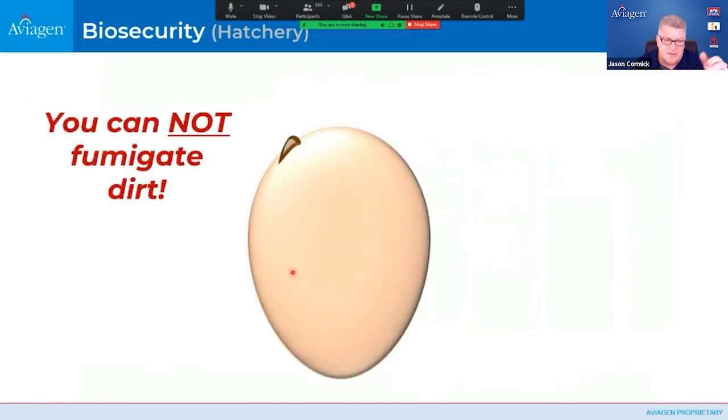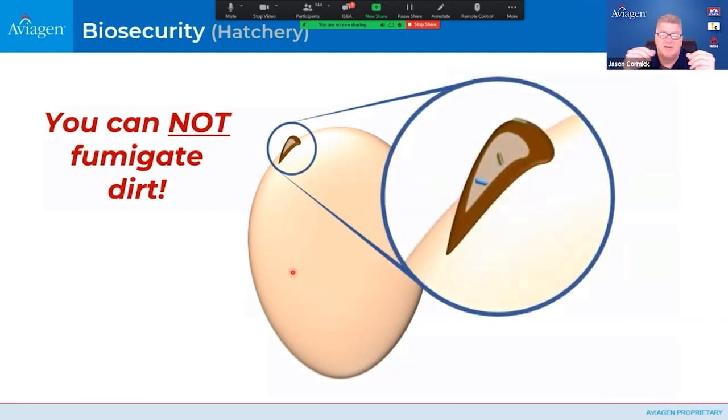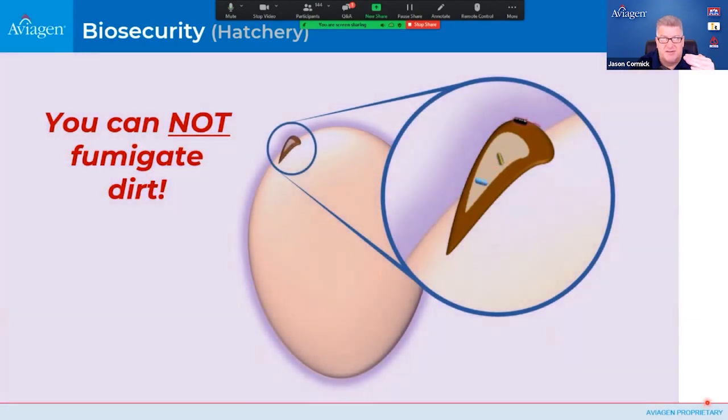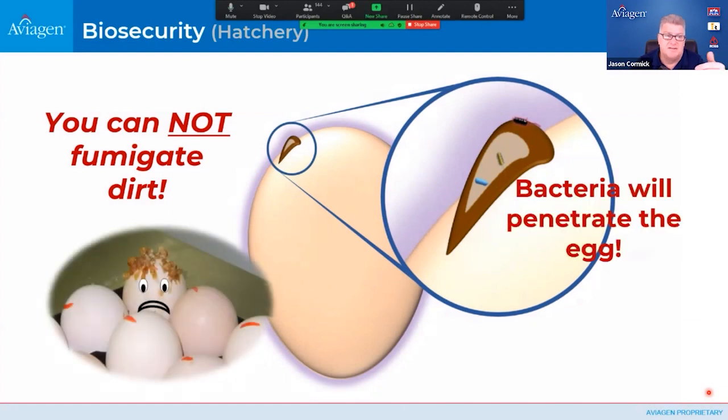Another thing is you can't fumigate dirt. If you've got material matter on that, it's going to have bacteria in it and on the surface of it. When you fumigate, you will kill the bacteria on the surface of that dirt, but you're not going to kill what's inside. If it's there, it's going to penetrate that egg and result in those bangers that we see.